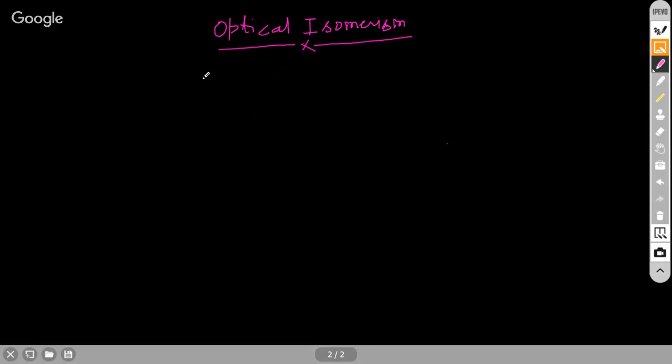Now, when I say the behavior of a molecule towards plane polarized light, obviously from this you won't understand what PPL is, what behavior, what we are talking about. But the basic definition of an optically active compound is the compound which can rotate plane polarized light in any direction.